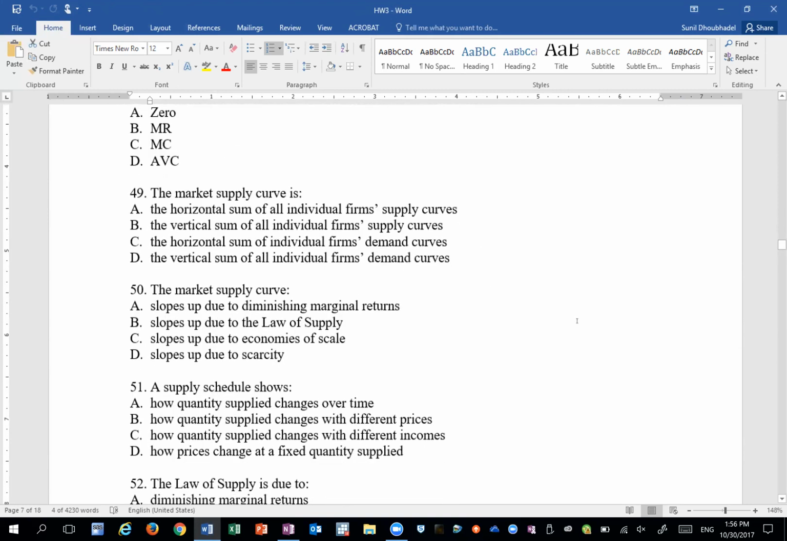The market supply curve is the horizontal sum of all individual firms' supply curves, the vertical sum of all individual firms' supply curves, the horizontal sum of individual firms' demand curves, the vertical sum of individual firms' demand curves. The horizontal sum of all individual firms' supply curves.